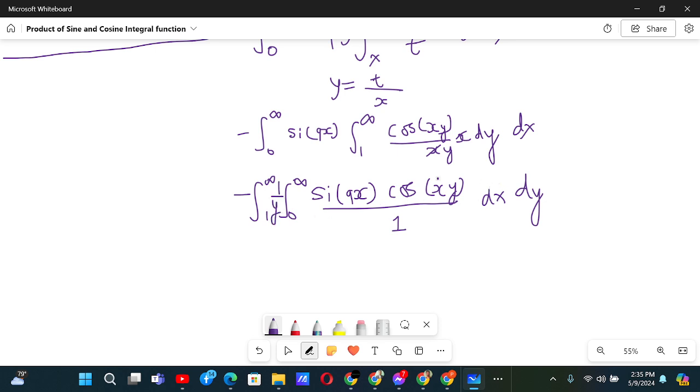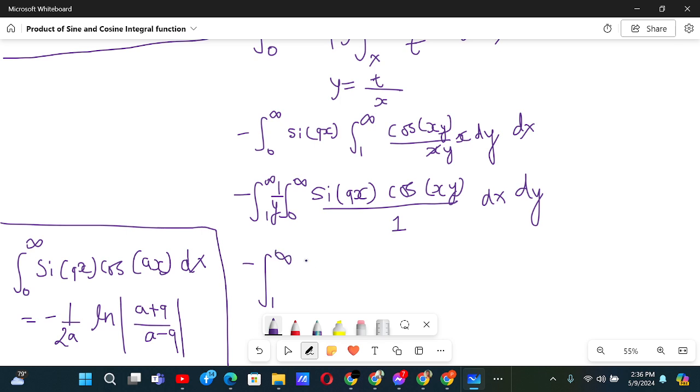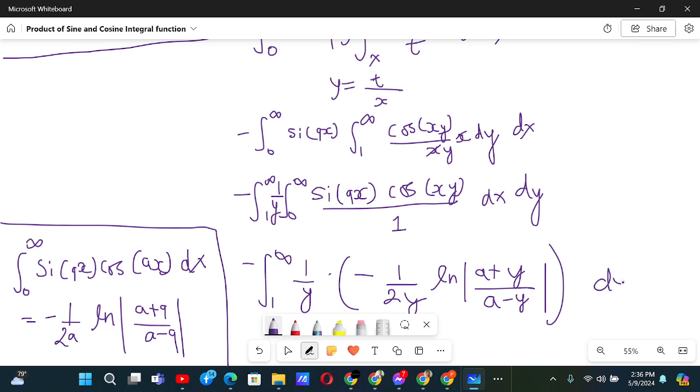Now this integral is the same as the integral from 0 to infinity of Si of qx cos of ax dx, and we have already solved this integral in the previous video. The solution was minus 1 by 2a ln of (a plus q) by (a minus q). I will link the video over here and in the comment section as well. Now using this result, this integral is just 1 by y, and then minus 1 by 2 times, in place of a here is y, ln of (a plus y) by (a minus y), and dy. Okay, cool.